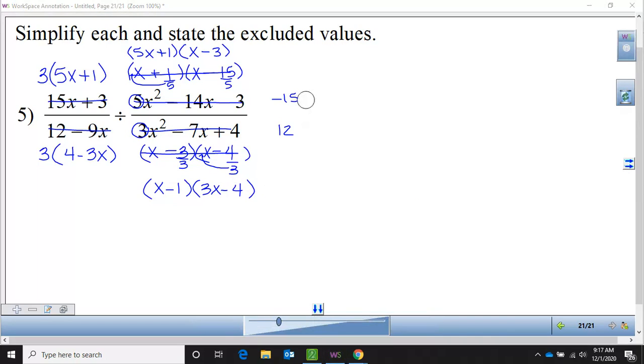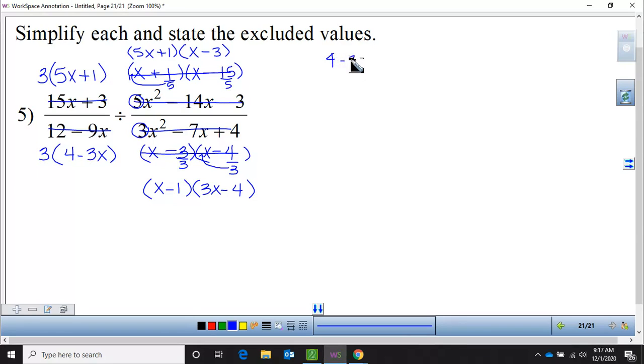Now it's time to look for our excluded values. We're going to look at everything across the denominator. Remember, constants don't have excluded values, so I don't have to worry about this number. 4 minus 3x. If I set that not equal to 0, and I go through the process of solving, subtracting 4, and then dividing by negative 3, I will find that x is not equal to 4/3.